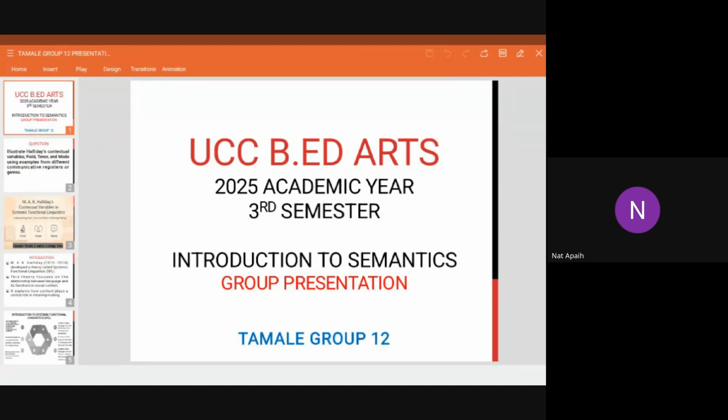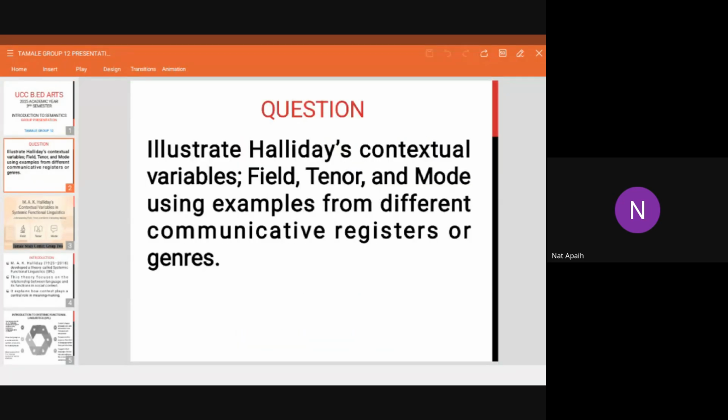So my name is Haruna, and I'll be presenting on behalf of Group 12 of Tamale Study Center. We are about nine in number. So this is our question: Illustrate Halliday's contextual variables, field, tenor, and mode, using examples from different communicative registers or genres. So basically, our question is on Halliday's theory of contextual variables.